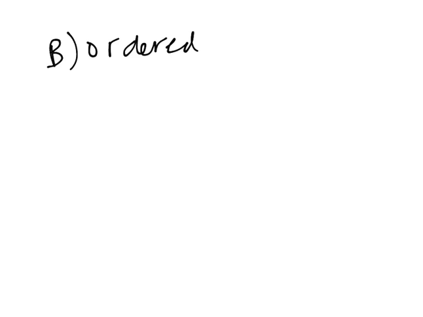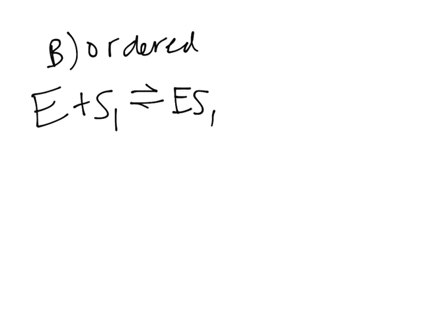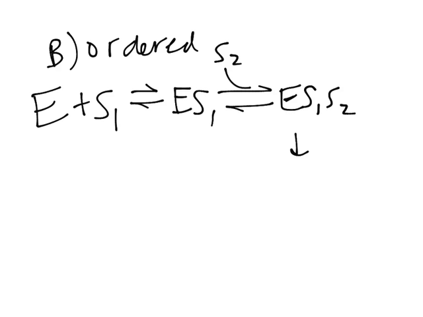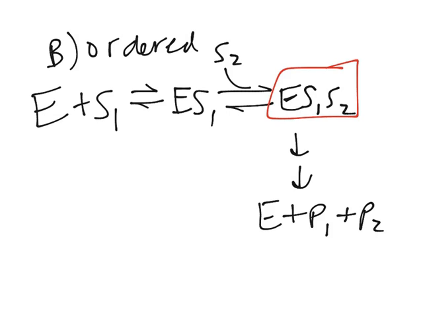The other type of sequential mechanism is an ordered sequential mechanism, which still involves formation of the ternary complex, but in this case, it's the first substrate that always binds first, whatever that one might be. So enzyme plus substrate 1 forms the first complex, enzyme substrate 1. Then the second substrate comes in, and you form the ternary complex. And then the chemistry happens, and you end up with those molecules converted into products. So in both of these cases, we form the ternary complex, but it depends on whether or not the same substrate always binds first or if it doesn't matter. Okay, so that's the first type of mechanism, sequential.